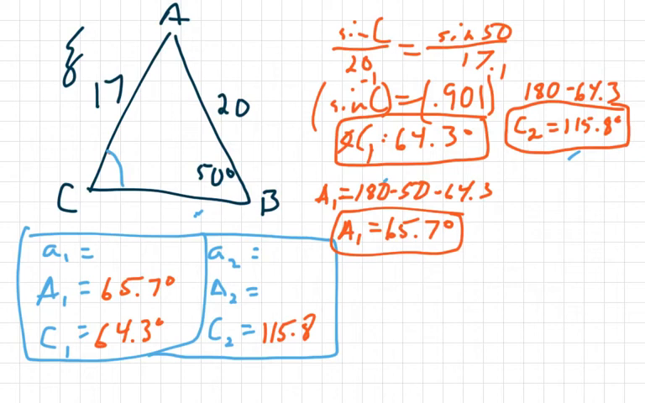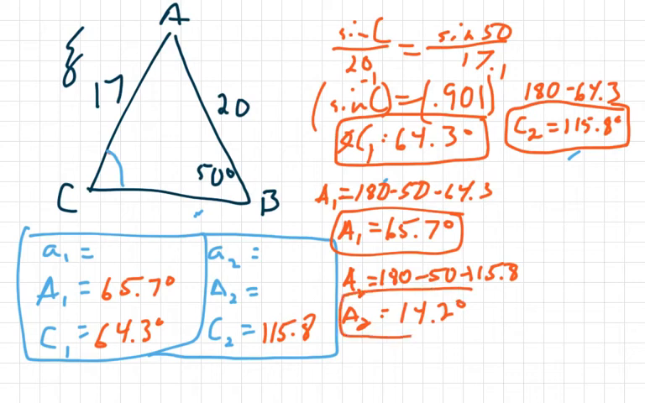And then do the exact same thing for my second A2. So A2 equals 180 minus 50 minus my C2, which was 115.8. So A2 is going to equal 14.2 degrees. So it's a smaller angle, but that's all right. That means if you were out in the workforce or designing something and you needed these measurements in these specific spots, that you'd have to figure out which triangle it is that you wanted to use, because there's two possibilities.